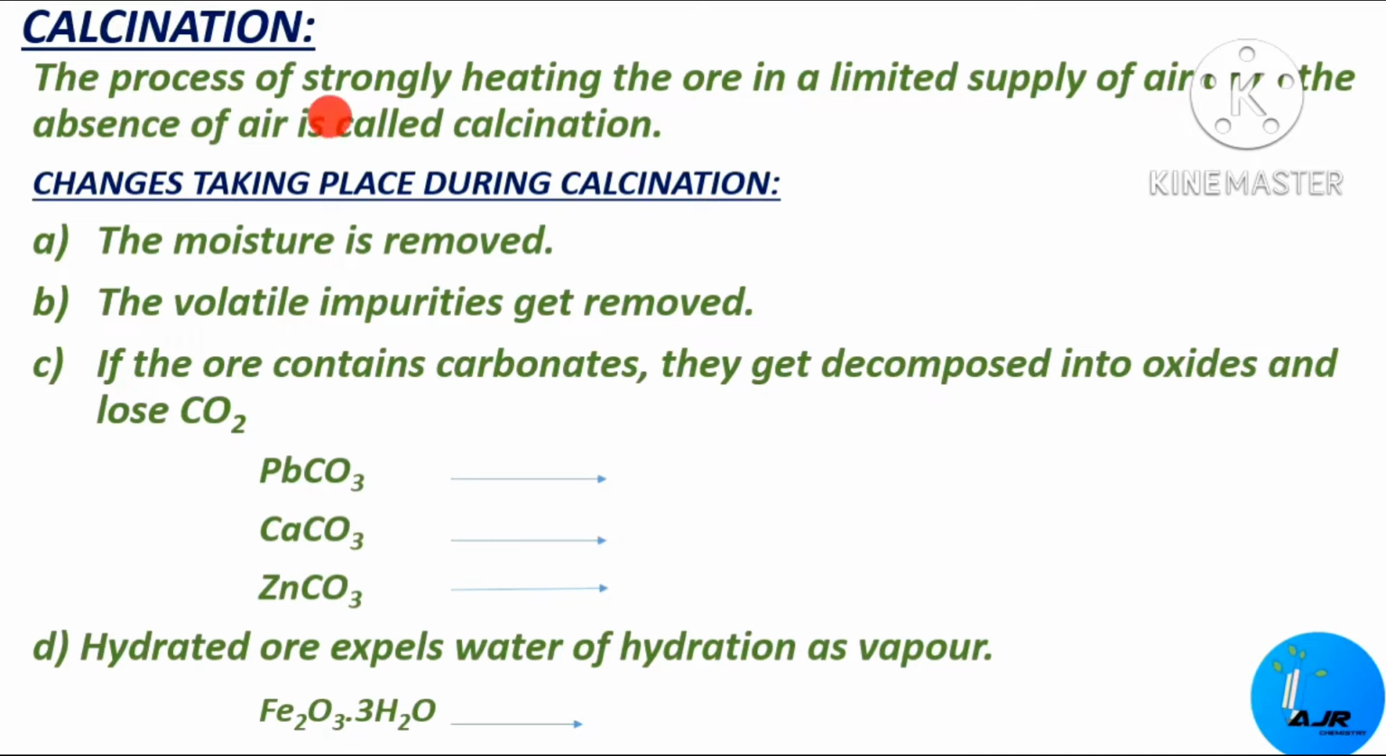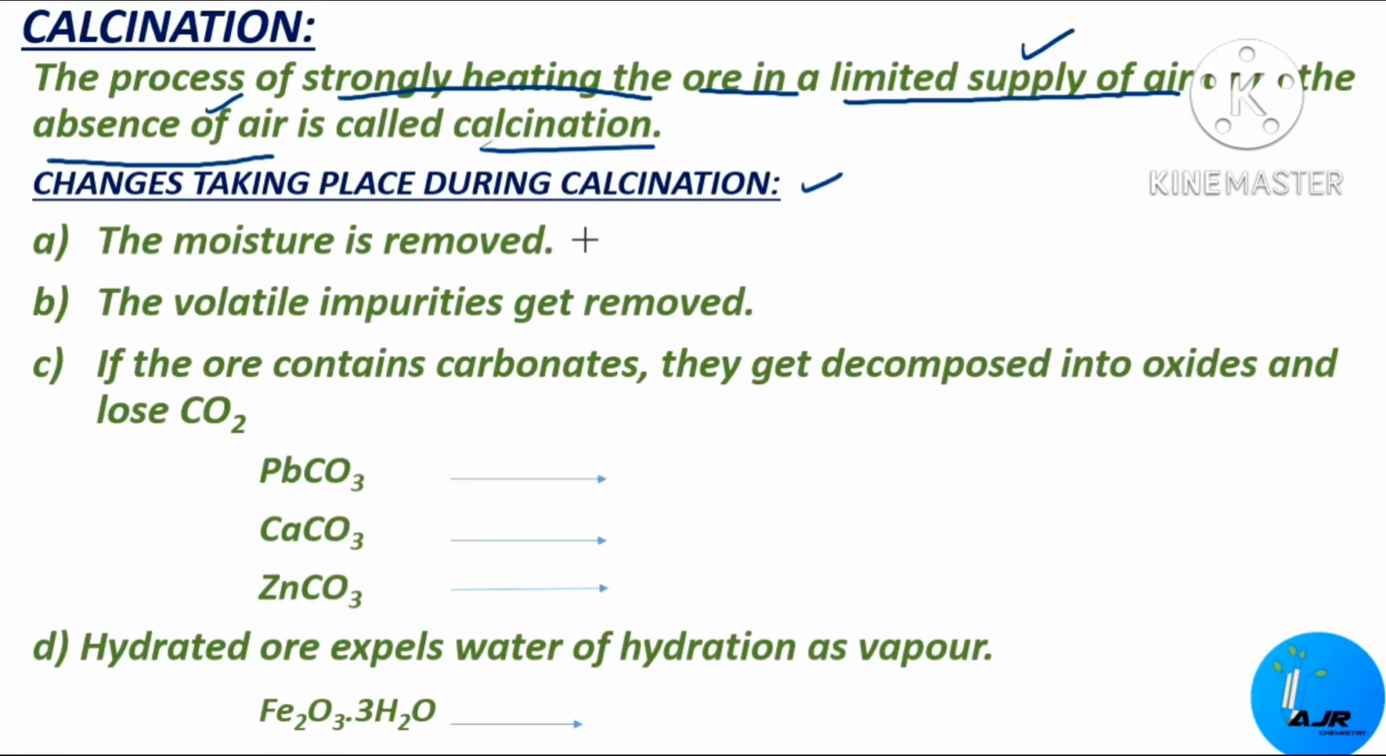It is the process of strongly heating the ore in a limited supply of air or in the absence of air, which is called calcination. Either we can use a limited quantity of air, or it can take place in the absence of air. Now we shall see what changes take place during calcination.